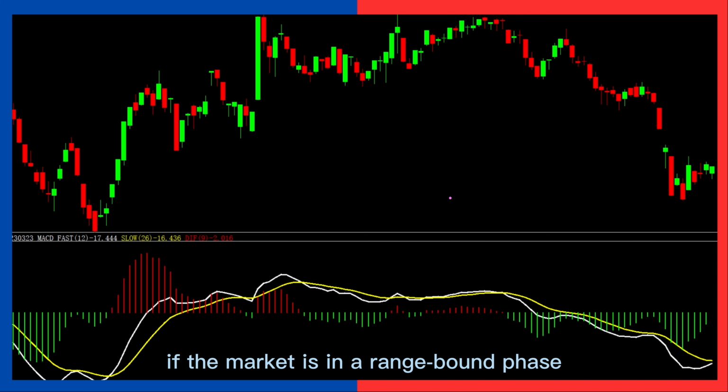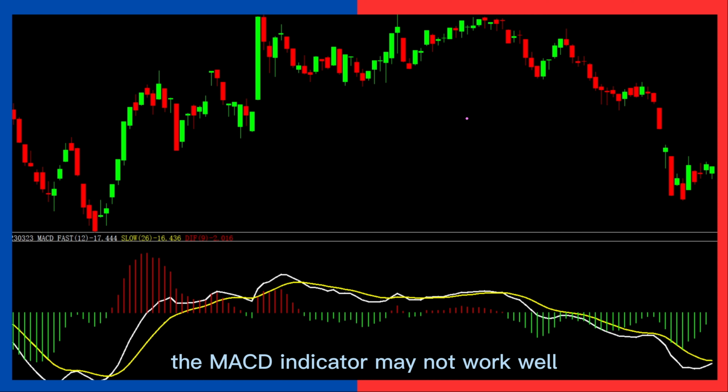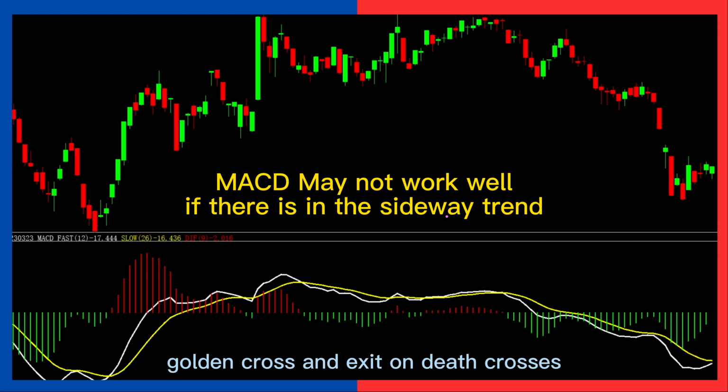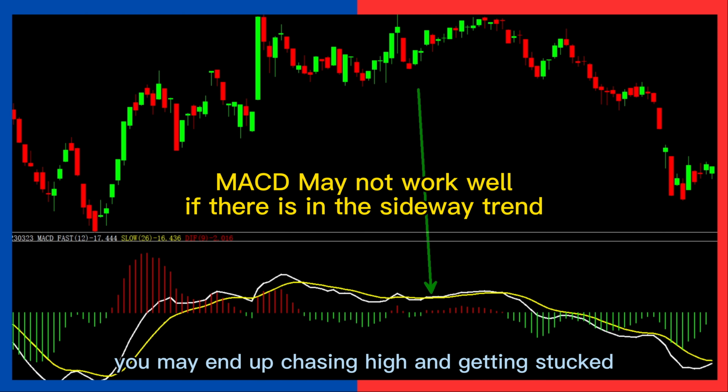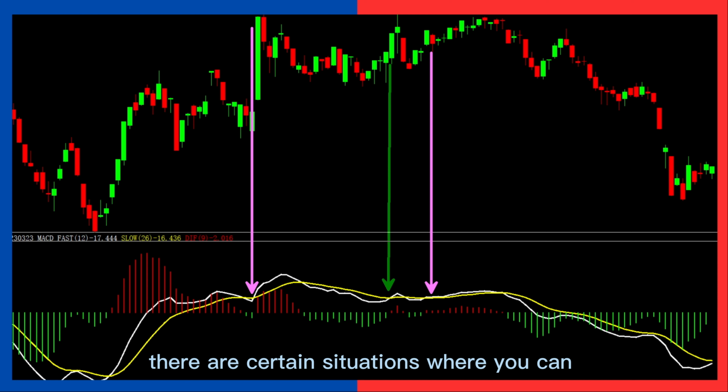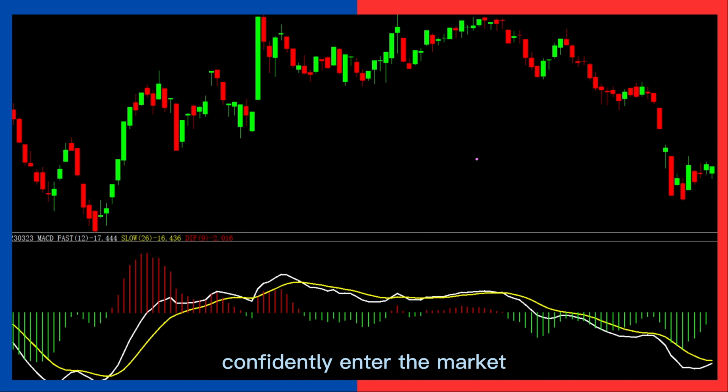However, if the market is in a range-bound phase, the MACD indicator may not work well. If you just simply enter on a golden cross and exit on a dead cross, you may end up chasing high and getting stuck. Nonetheless, there are certain situations in which you can confidently enter the market.